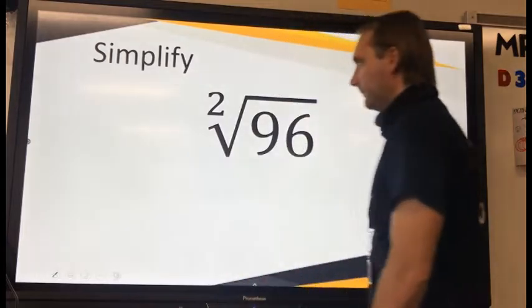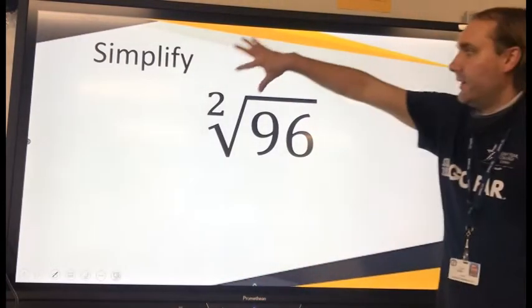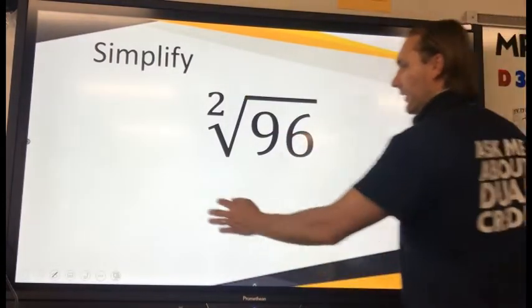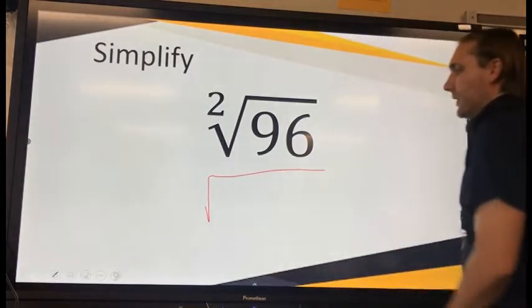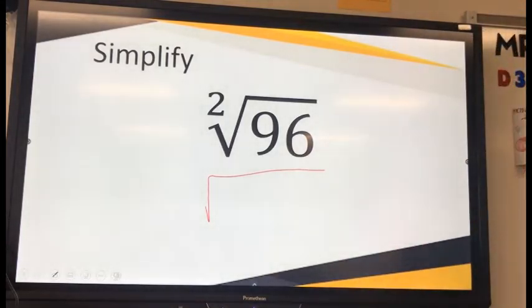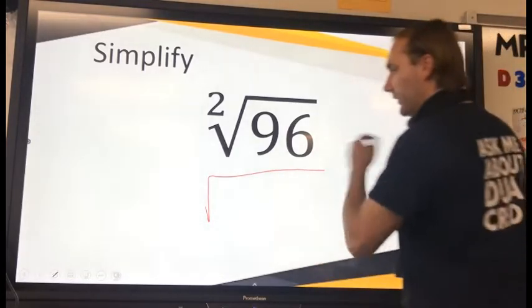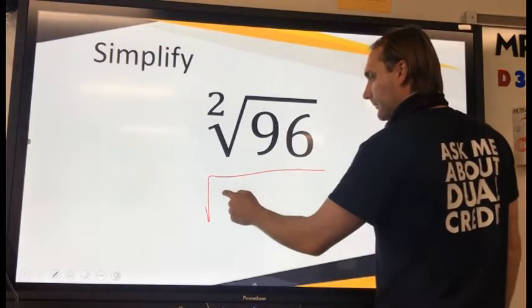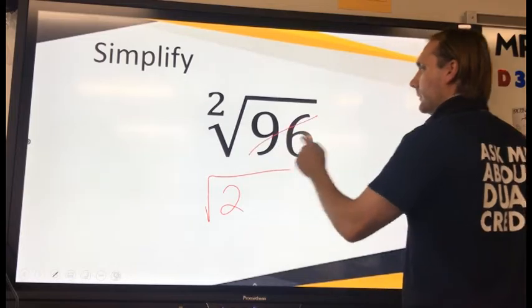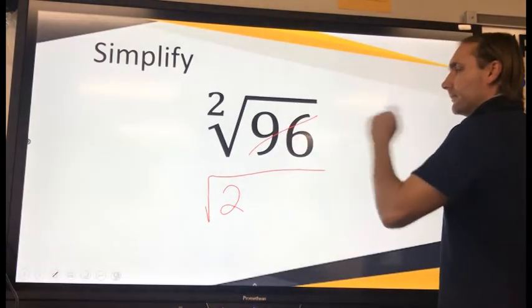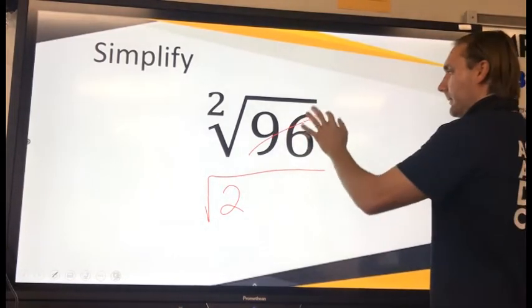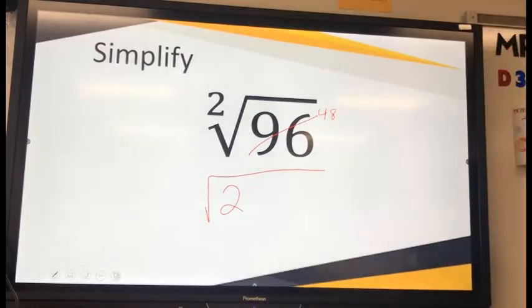Let's look at that again. So again, I'm dealing with square root. Let's simplify square root of 96. So let's find our prime multiples. Does 2 go into 96? Yes. How many times? 48. How'd you get that?